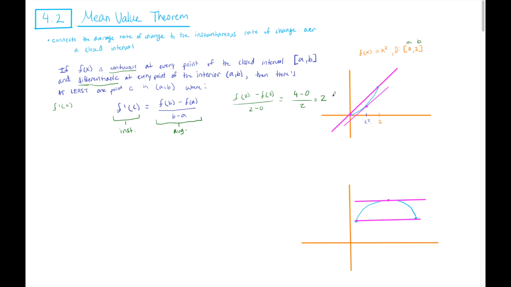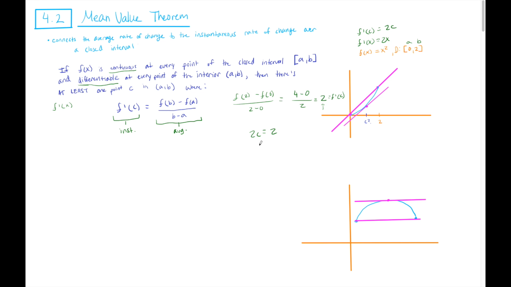Now this is our average rate of change, but according to the theorem, there must be a point c within this domain that also has an instantaneous rate of change of 2. So that means this must also equal our f prime of c. If you take the derivative of the function, we have f prime of x equals 2x. So that means f prime of c is equal to 2c. Now, from our definition of the theorem, f prime of c, which is 2c, is equal to our average rate of change, which we calculated as 2.